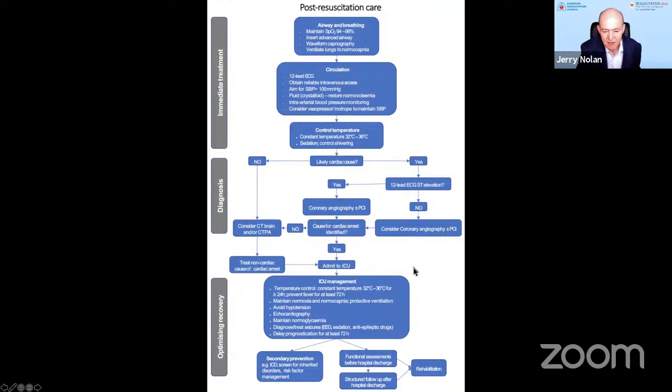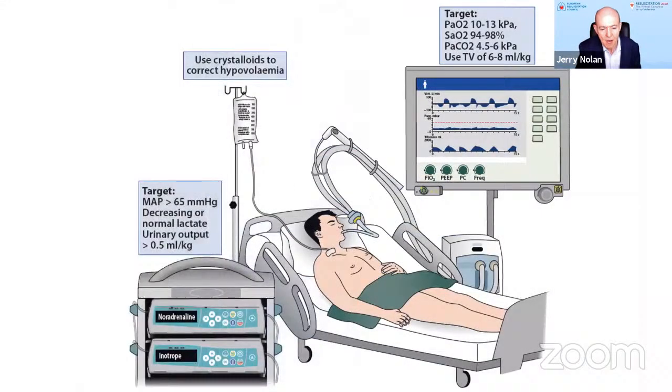Most of the intensive care stuff is focused at the bottom, but of course, post-resuscitation care starts from the moment that the person achieves return of spontaneous circulation. So this could even be pre-hospital, for example, or it could be on a hospital ward. You can see this algorithm in more detail in the full lecture.